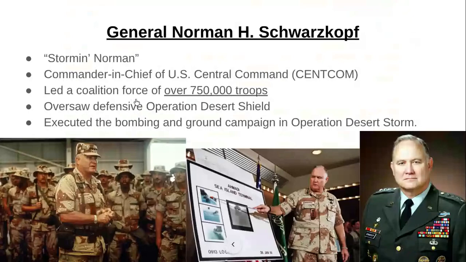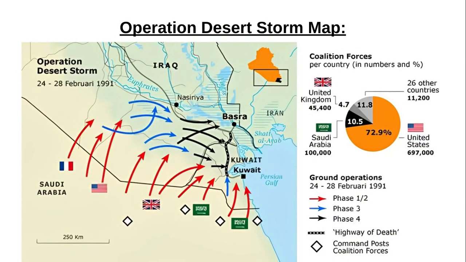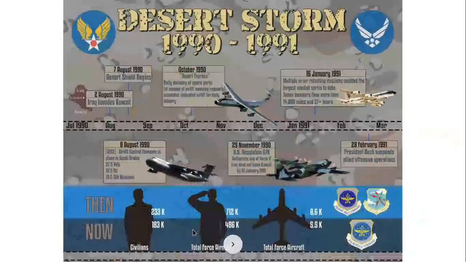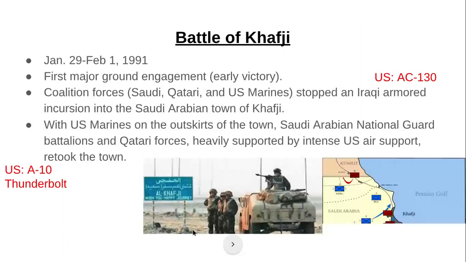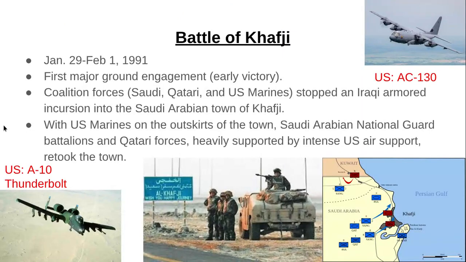I mentioned this just earlier, the left hook maneuver. You can see all the forces going against Iraq, and you can see these forces over here doing this left hook, which leads to the Highway of Death, which we'll get to in a minute. But there's an opening battle that occurs before the ground combat phase. It occurred in the town of Khafji, Saudi Arabia, where there were Saudi, Qatari, and U.S. Marines. The Marines were supported by air support. They stopped an Iraqi armored incursion into the Saudi Arabian town of Khafji.